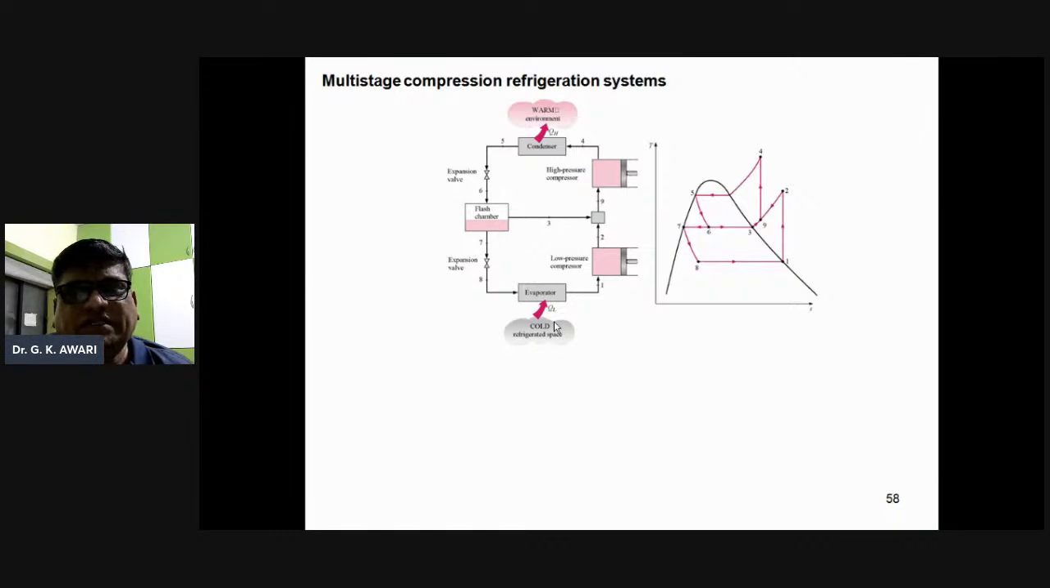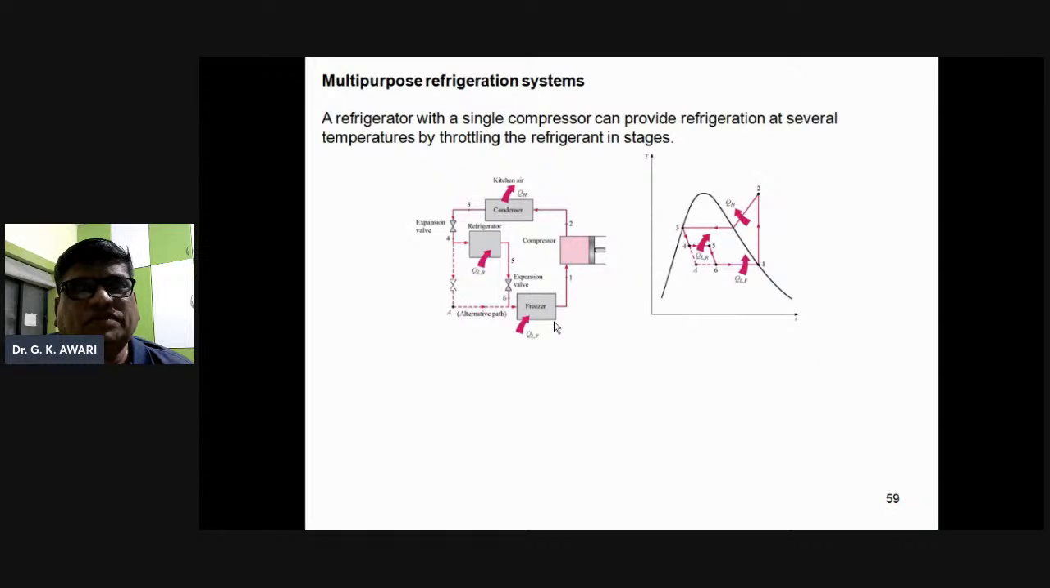When a great amount of heat is to be carried out, we use the multi-stage compression system, where two compressors are used. Then a multi-purpose refrigeration system. Multi-purpose means that a refrigerator with a single compressor can provide refrigeration at several temperatures by throttling the refrigerant in stages. Here in this case, the refrigerator, the freezer, compressor, condenser, and this alternative path is also shown here.